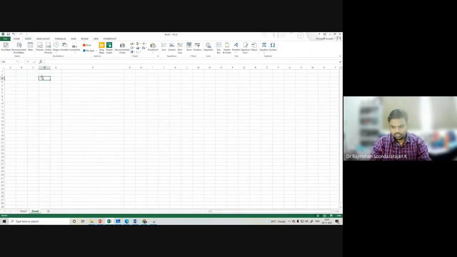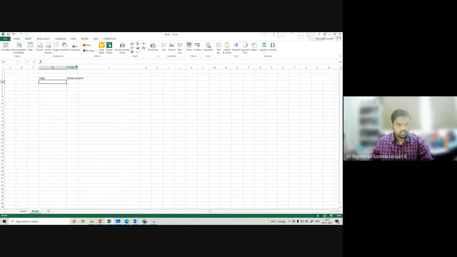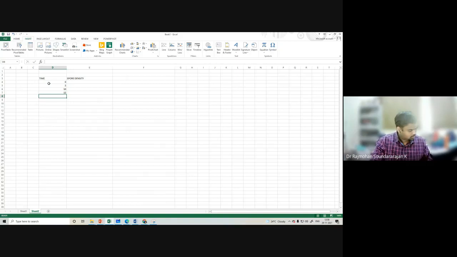If you want to do it in Excel, open your Excel sheet. Time is given, cell density is given, so we can enter the data. What are the times? Time is 0, 5, 10, 15, 30.